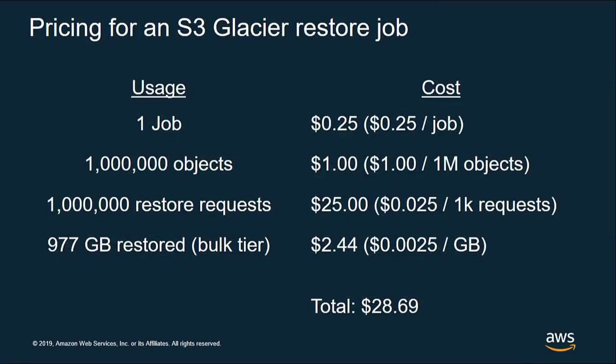So talking through an example of what that particular Glacier restore would cost, we're looking at 1 million objects. I made them about 1 megabyte each for this example. So you see that number of gigabytes is just slightly rounded based on the power of 2 that's involved here. So the one job, 25 cents, 1 million objects, that's just $1 per million. 1 million restore requests ends up being $25, and then restoring 977 gigabytes of data, which is a pretty good amount, is only $2.44. So that adds up to $28.69, and then you see what batch operations is relative to the overall operations cost, and what you'll want to think about when you create a batch operations job, just the different elements of what might be involved.